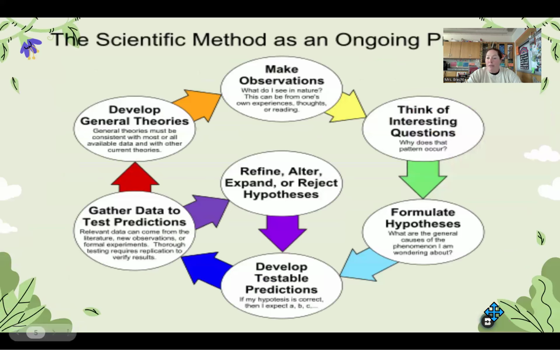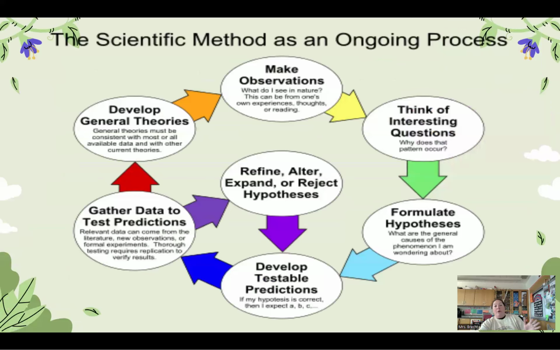So, because the scientific method is an ongoing process, you usually start at making observations. Like, what do you see happening in nature? What's happening in the world around you? And then the next thing we do is think of questions. So, like, why is this occurring? What is causing this pattern? What's causing this phenomenon? What's causing this thing that we're seeing to occur?